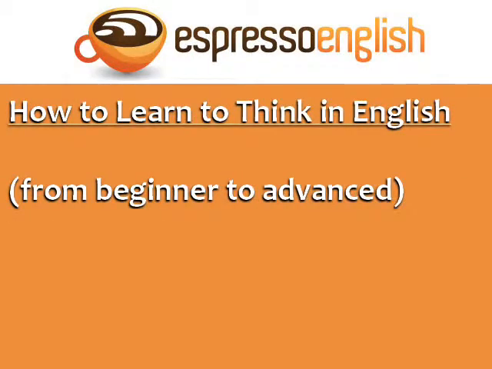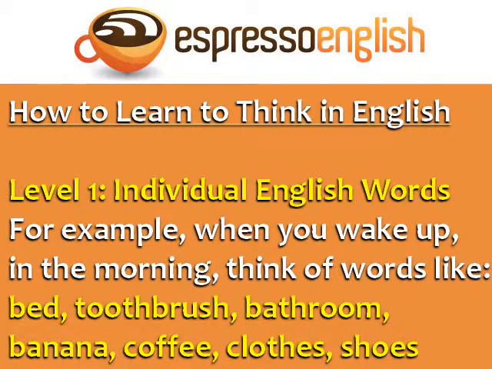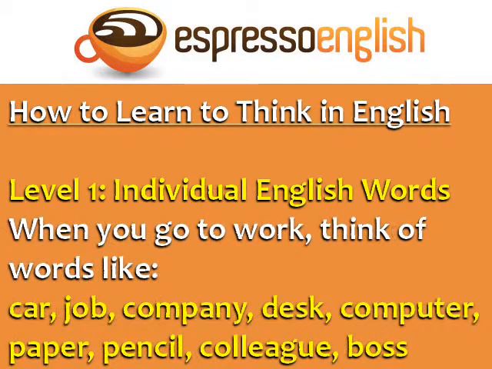So, here is how you can learn to think in English, from the beginner level to advanced. Level 1 is thinking in individual English words. For example, when you wake up in the morning, think of words like bed, toothbrush, bathroom, eat, banana, coffee, clothes, and shoes. Then, when you go to work, think of words like car, job, company, desk, computer, paper, pencil, colleague, and boss.